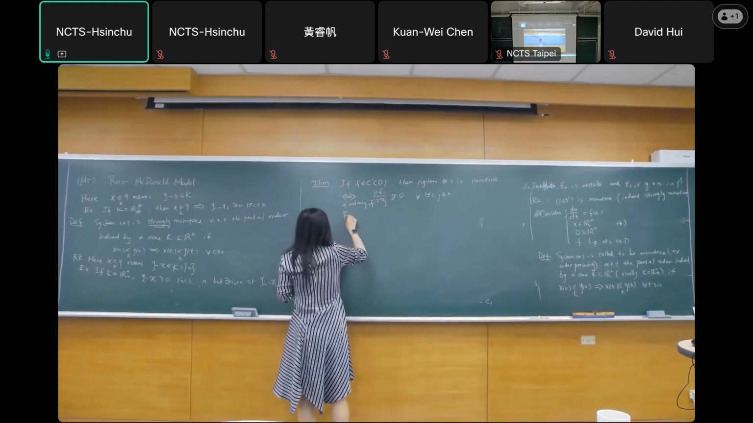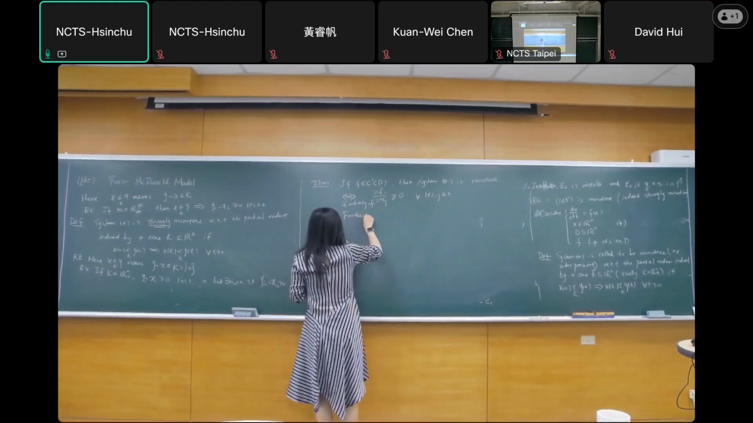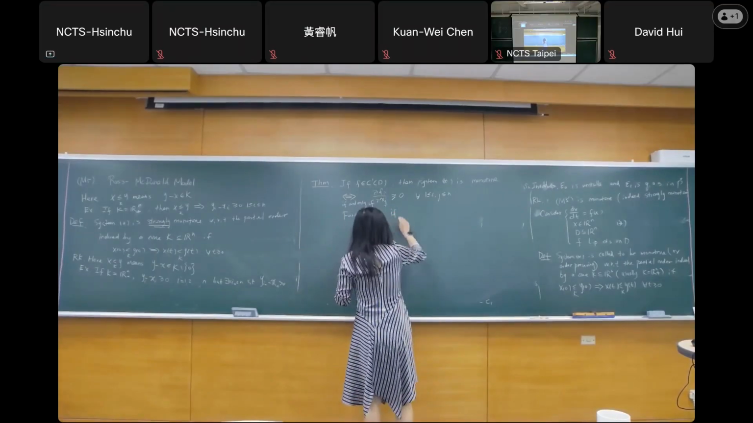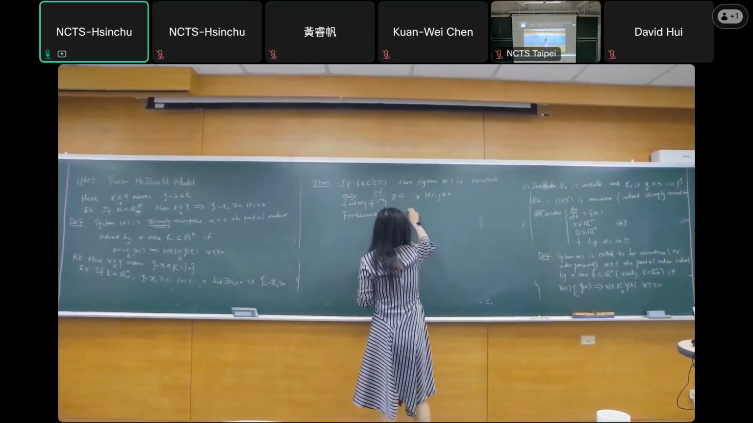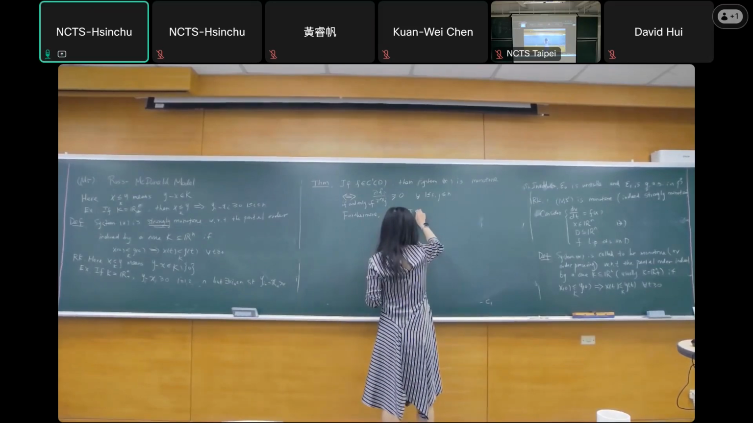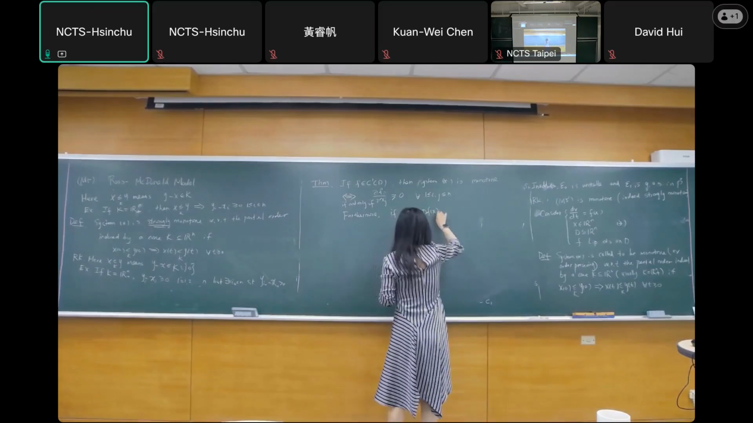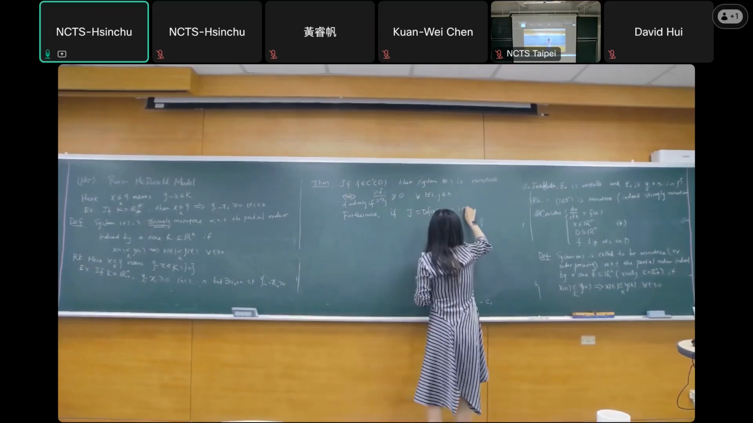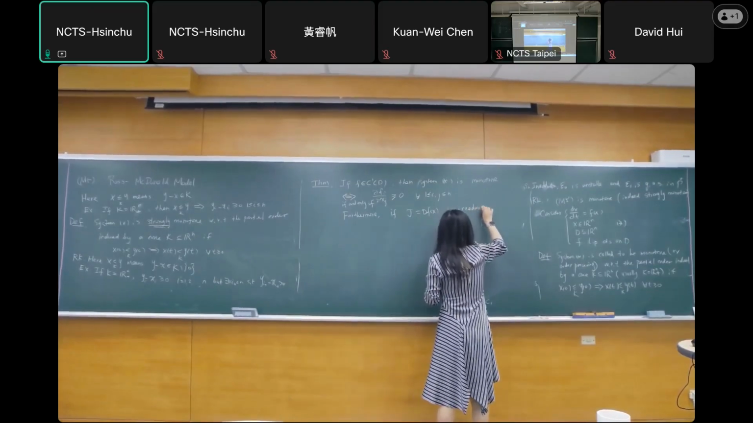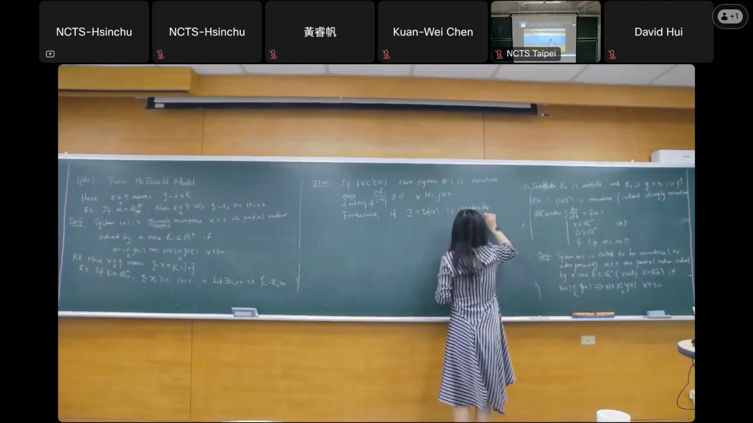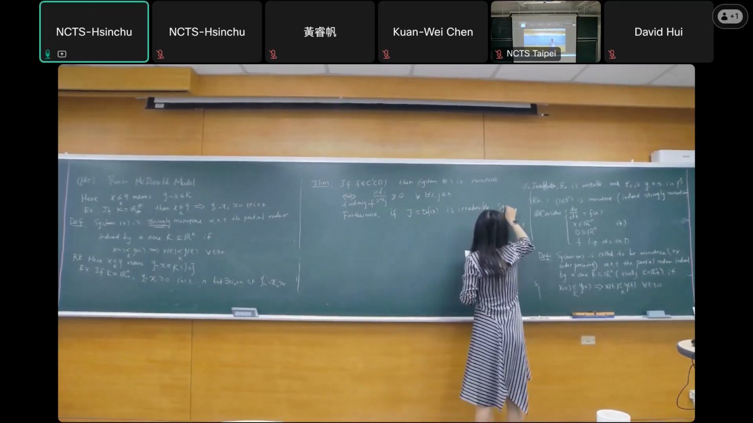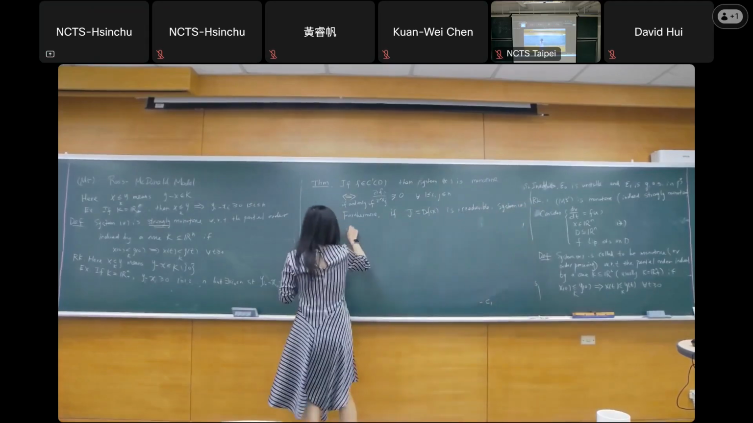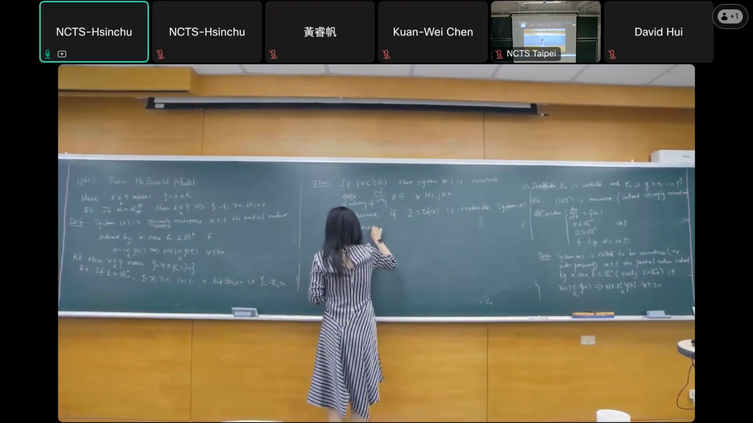Furthermore, if the Jacobian matrix, checked point by point, is irreducible, then this time the system is going to be strongly monotone.